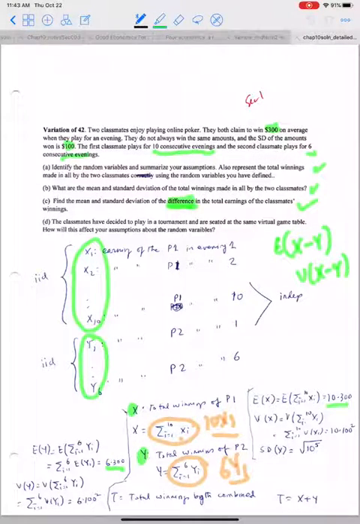And for part D, what assumption would be affected? We could no longer assume that the random variables are independent. In this case, the independence assumption would be affected.